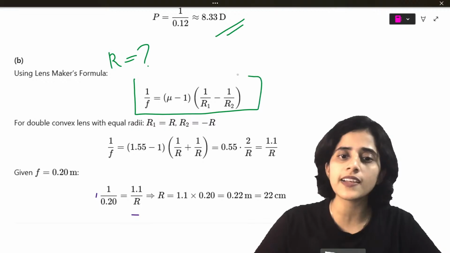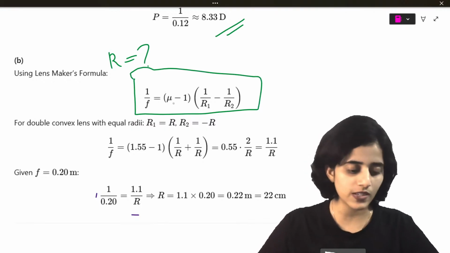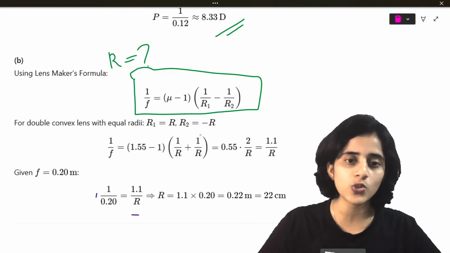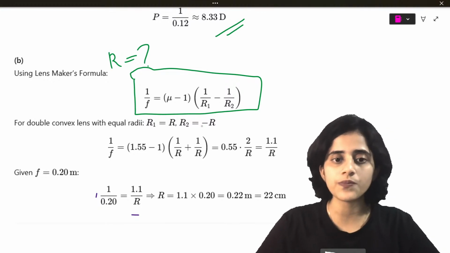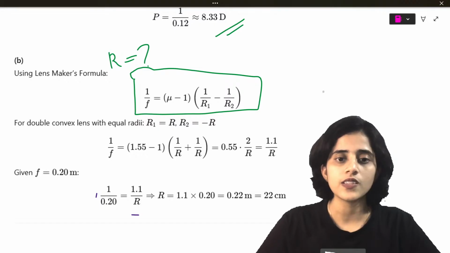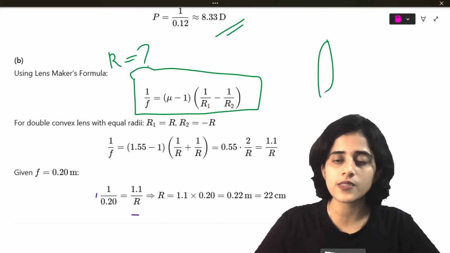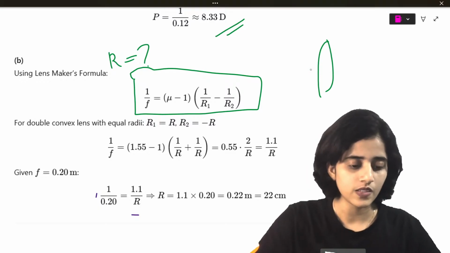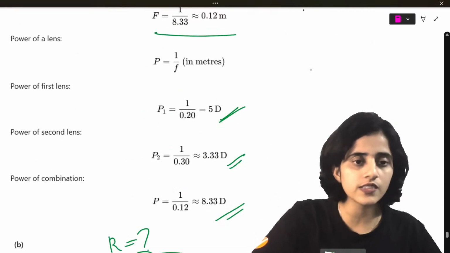The formula relating that, we know, is 1 by f is equal to mu minus 1, times 1 by r1 minus 1 by r2. So if this is a lens, what lens is this?